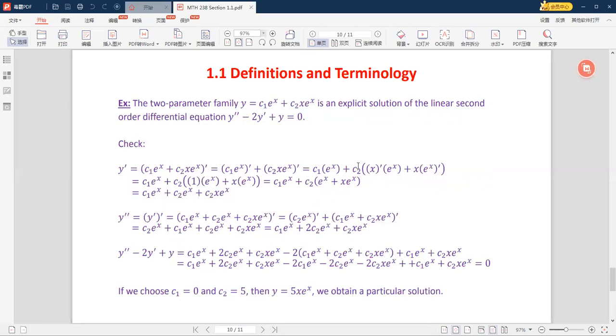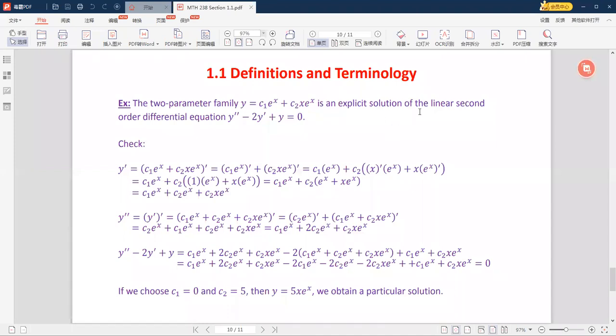So we just discussed one example with a one-parameter family of solutions. Sometimes we may have two parameters in the solution, and that's still a family of solutions. So in this example, we have a two-parameter family of solutions, y equals c1 e to the x plus c2 times x times e to the x. There are two parameters, c1 and c2. They are arbitrary constants. Again, you can choose freely. And it is again an explicit solution because it is written as y equal to an expression in terms of x.